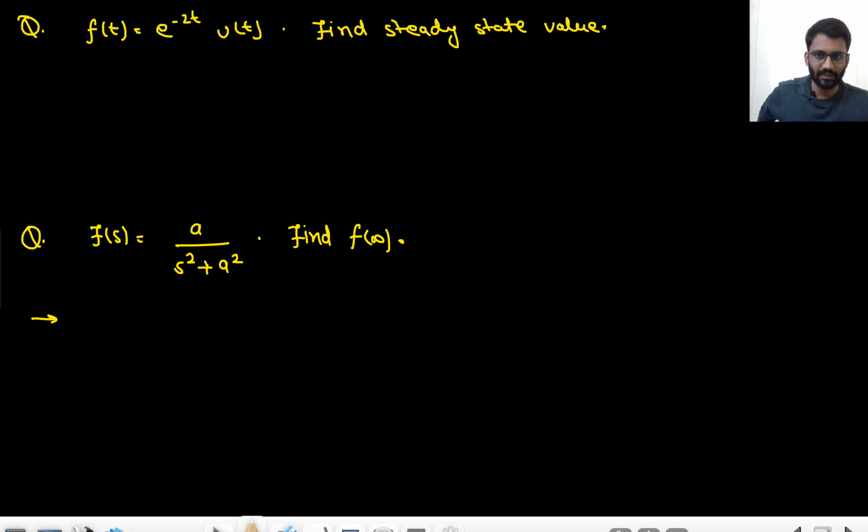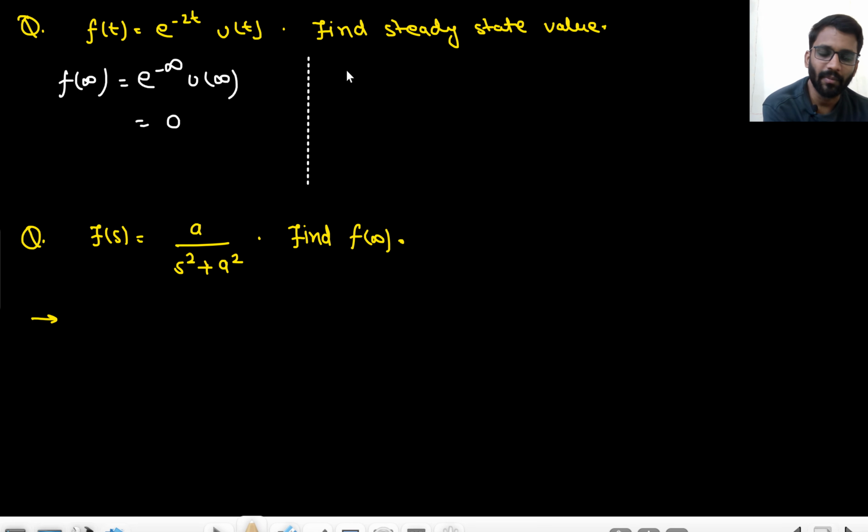So let's just see some examples. This is the first example. What is the steady state value or final value? So what is f of infinity? That would be e to the power minus infinity upon u infinity. So that would be 0, right? Here you can see.